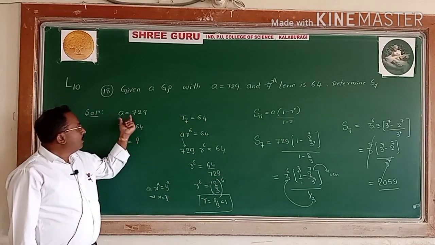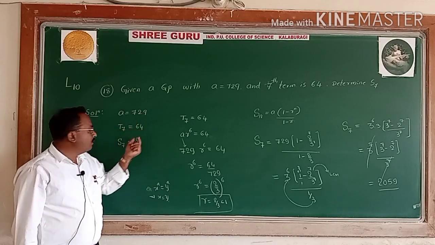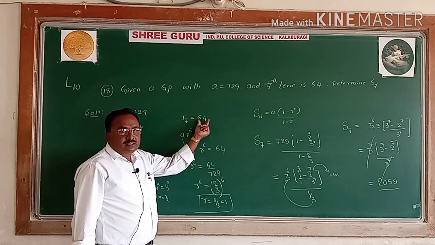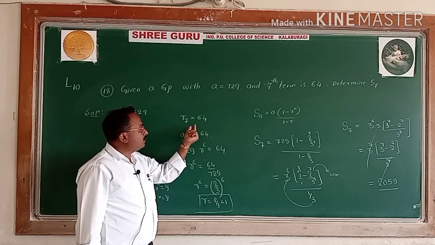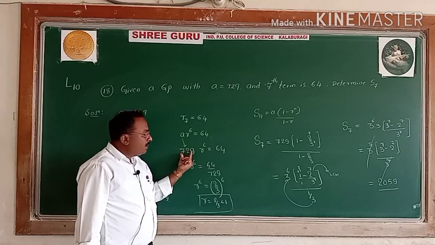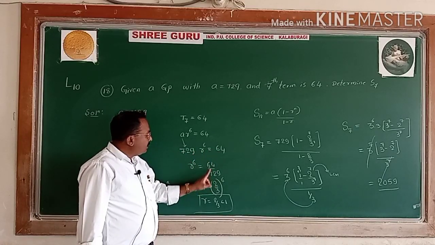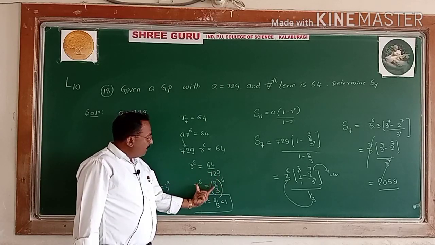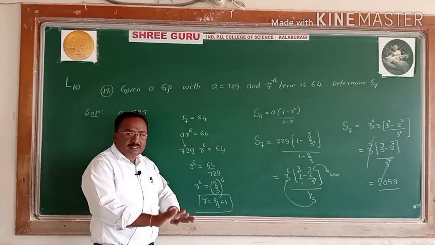Listen here. A is 729, T7 is 64 and S7 is equal to what? T7 is equal to 64. This is given. Seventh term is A into R to the power 6. 64 as it is. A value is what? 729. R power 6 is equal to 64. Take right 64 by 729, 2 by 3 power 6. Here powers are same, base equal. R is equal to 2 by 3, always less than 1.